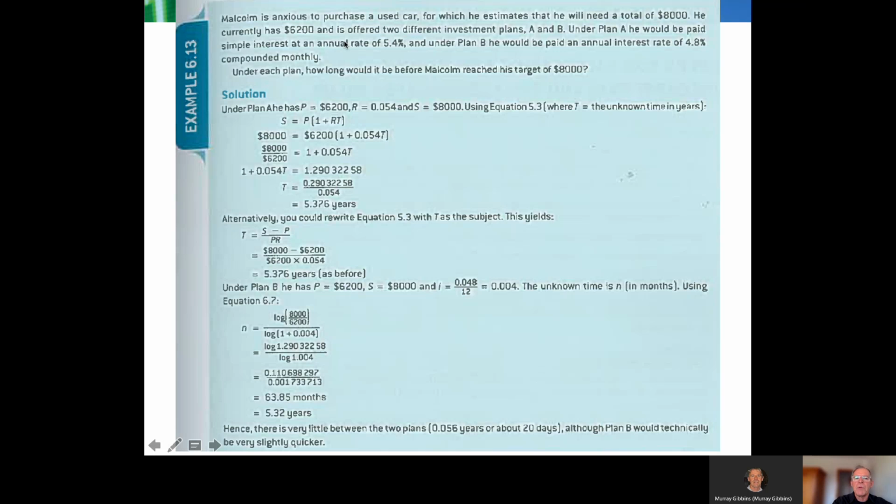Then we've just got to put the interest rate in. We'll go 4.8 divided by 12 equals, and then press I/Y. And the answer we get will be 63.85, but that will be months. It says how long. It'd be nice if it said how many years. We would really want to convert it to years, so we can compare the two. And so we would just divide by 12. So 5.32 years, a little bit quicker.